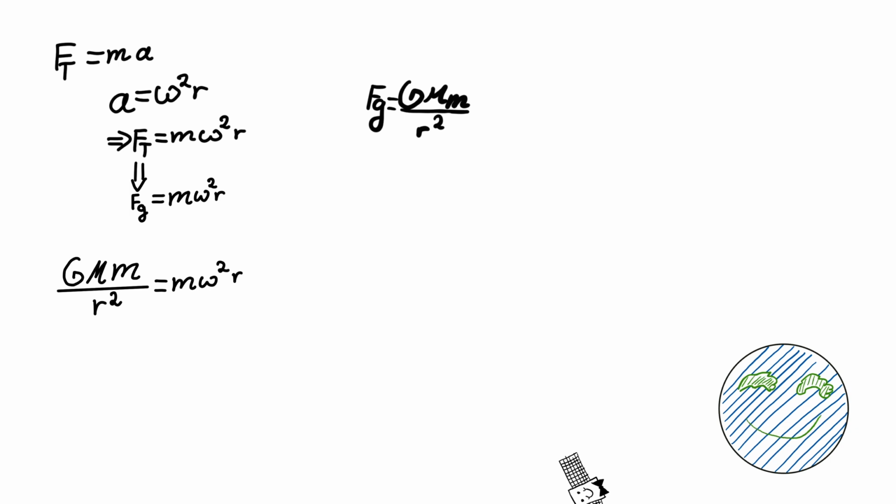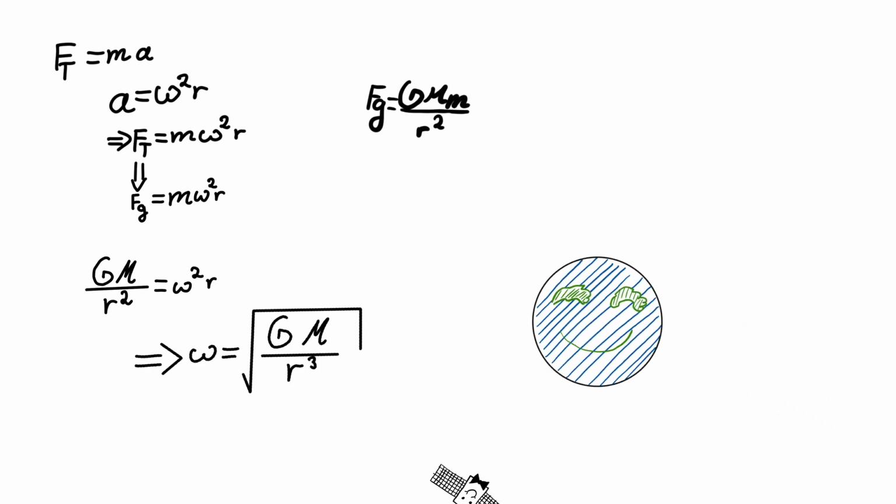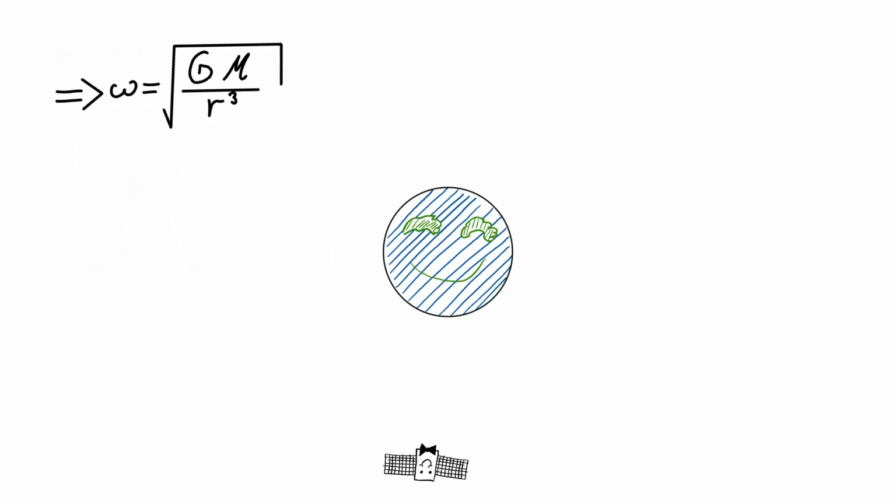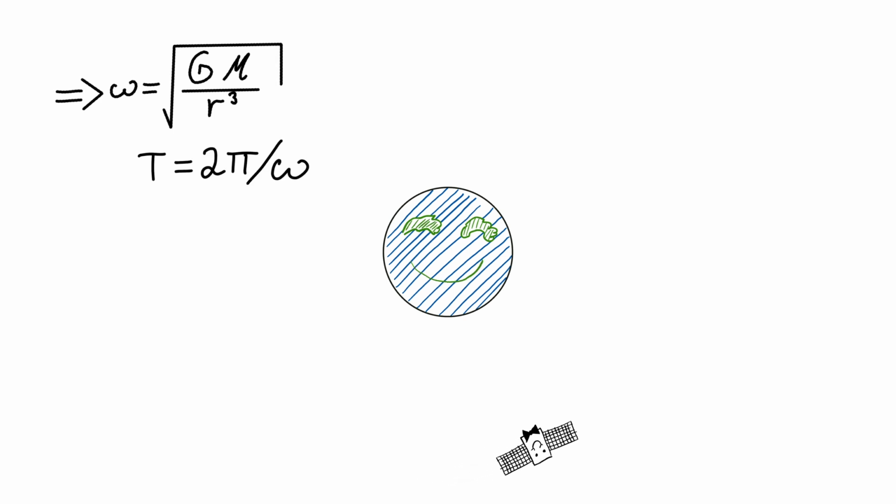Notably, the satellite's mass cancels out, and so it doesn't impact its angular velocity. But angular velocity is sometimes hard to get your mind around, so converting it to period using this formula makes it much more intuitive.